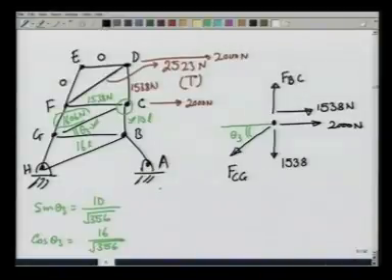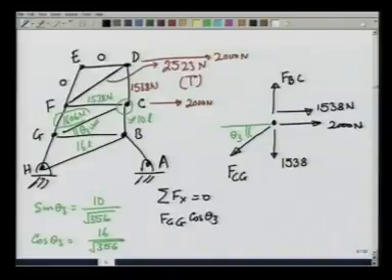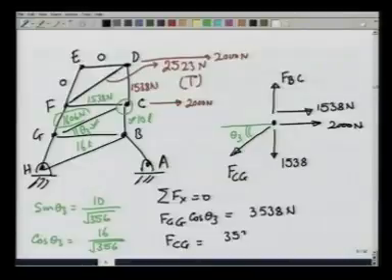So, let us do summation Fx equals 0, which gives me FCG cosine theta 3 equals 1538 newtons, and therefore, FCG is equal to 1538 newtons divided by cosine of theta 3. I can plug in the numbers and get my answer.